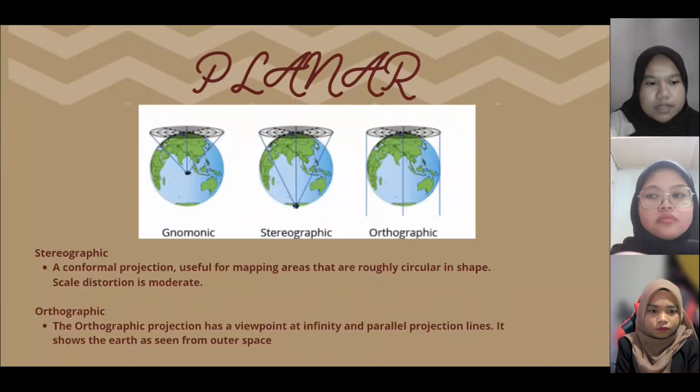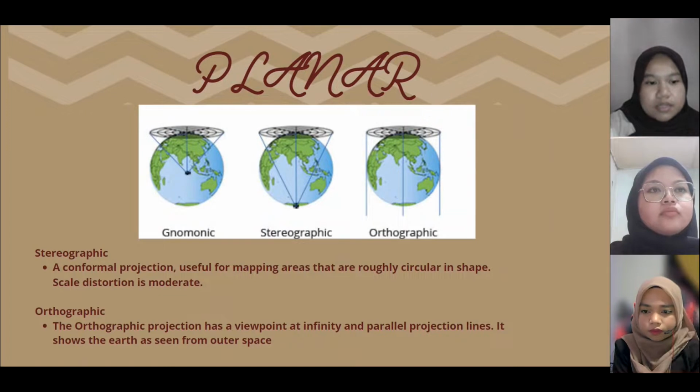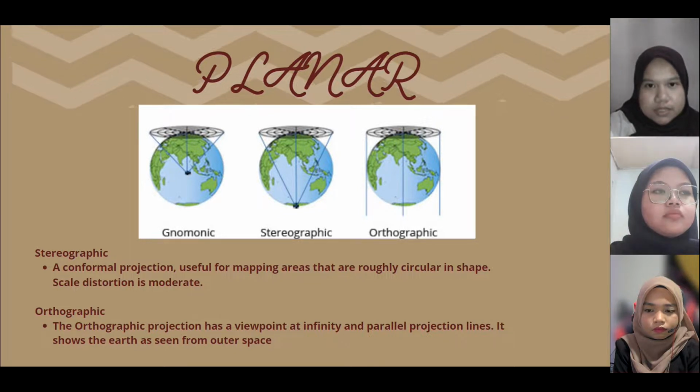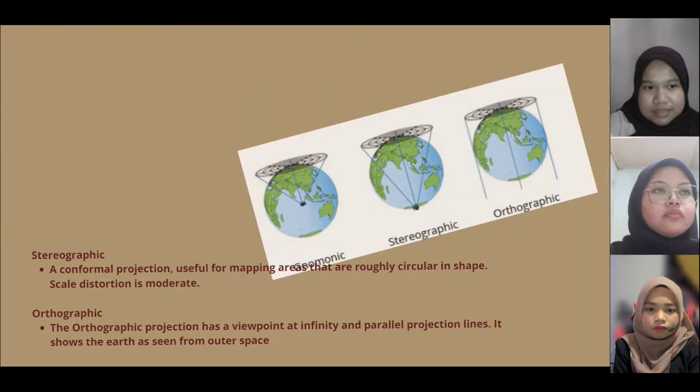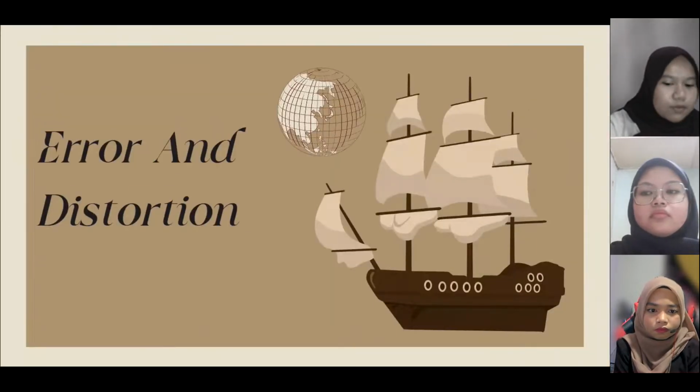Next, stereographic. A conformal projection useful for mapping areas that are roughly circular in shape. Scale distortion is moderate. Lastly, orthographic. The orthographic projection has a viewpoint at infinity and parallel projection lines. It shows the Earth as seen from outer space. Next, error and distortion, I give to Asmika.